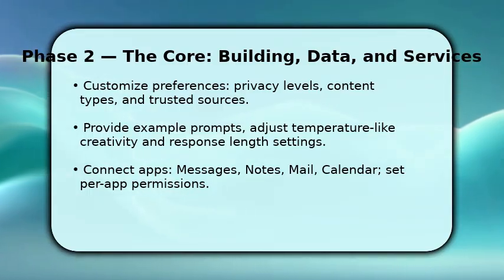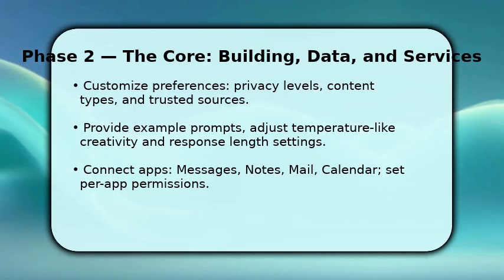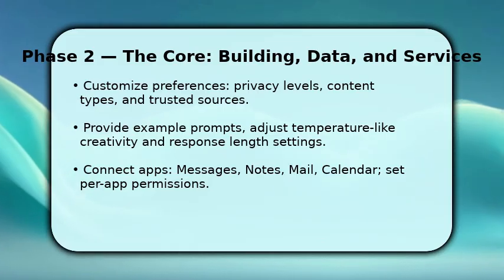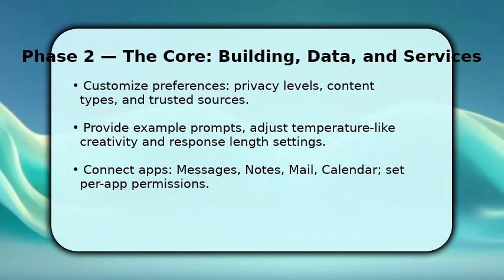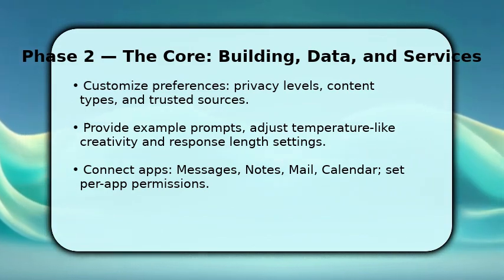Then connect core apps, Messages, Notes, Mail, Calendar, and assign per app permissions so context flows where you want it. As you test, adjust creativity and brevity settings to balance precision versus exploration. This reduces hallucinations and matches output.